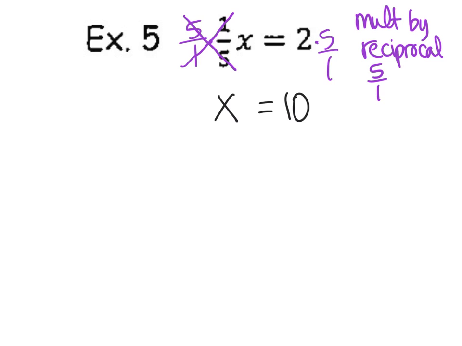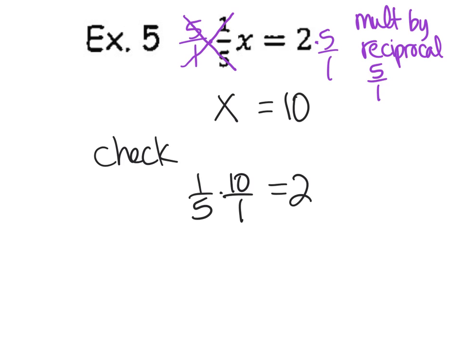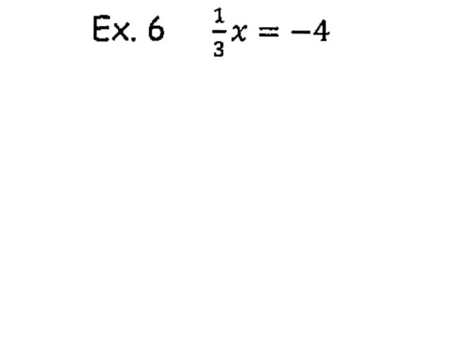A check would be like this. 1/5 times 10. I'd have to make it 10/1. What's 1/5? That means 10 broken up into 5 different chunks. I could also cross simplify. 10 broken up into fifths. 2, 4, 6, 8, 10. So yes, 2 equals 2. Well, don't worry. We're going to do another one. I need to make sure you guys really got this.